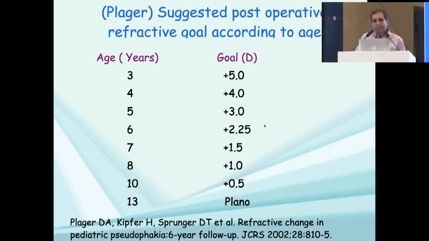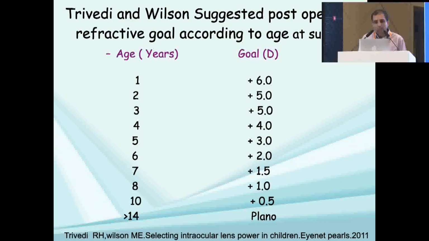Once again, there are several articles to suggest a blanket sort of undercorrection, like the one suggested by Plager and group, that as per the age, you undercorrect by +5, +4, +3, and so on and so forth. Dr. Trivedi and Dr. Wilson and their group have once again also suggested, based on age, that the younger the child, the more the undercorrection.